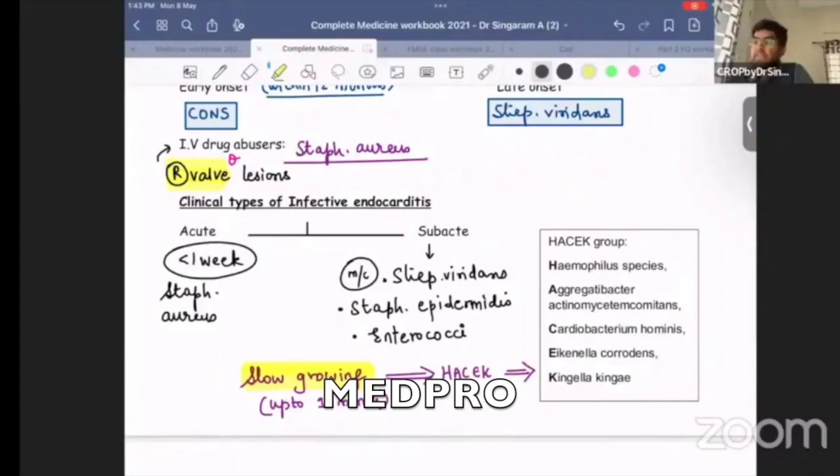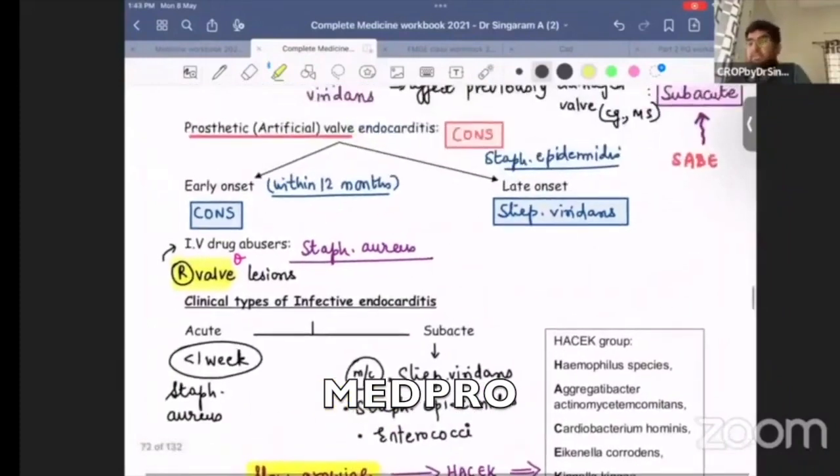And if they ask the question, early onset endocarditis, that is also Staph epidermidis, but if it is late onset, the answer is going to be Streptococcus viridans. And for IV drug abuser, it is Staphylococcus aureus again. That is the point. All these are different types of questions which can be asked for the exam, and I'm sure it can be repeated in the upcoming exam also. So you should definitely make a note of it.